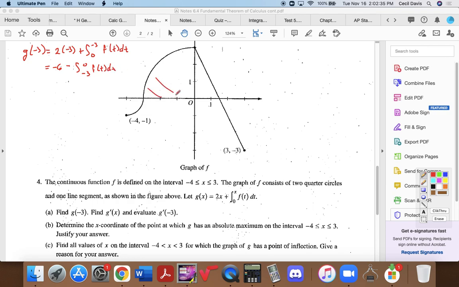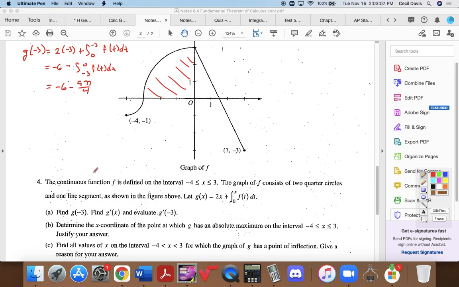The integral from -3 to 0 is just that. It tells you that it's a quarter of a circle. What's the radius of that circle? So its area is 9 pi, so 1/4 of that, 9 pi over 4. So this is -6 minus 9 pi over 4. I think you got a point for doing that if I remember this one correctly.